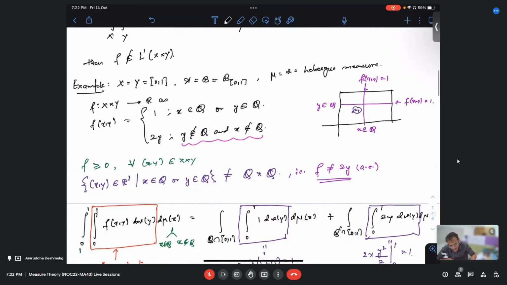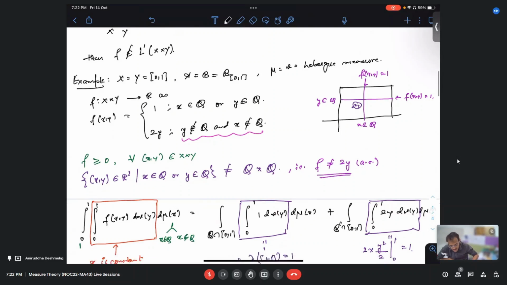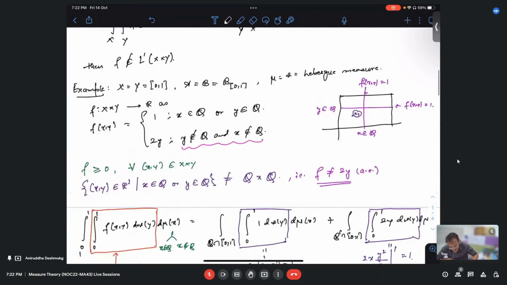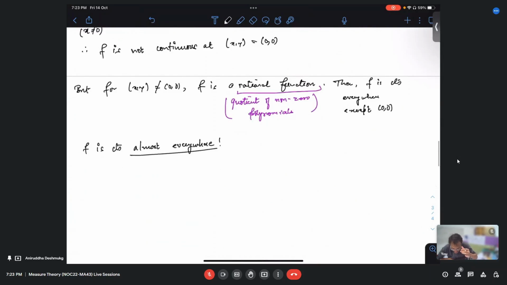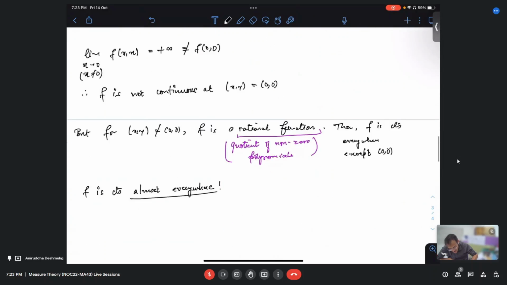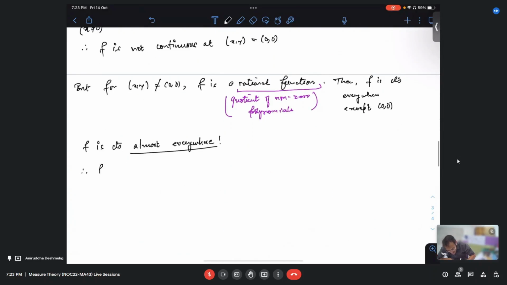At least what one can say is this is continuous at irrational points, perhaps, or in some grid it is continuous. In other parts it is not continuous, and that other part is of measure zero. That kind of an argument one can give. Let us come back. So here f is continuous almost everywhere, and therefore f is Borel measurable. That's one measurable.